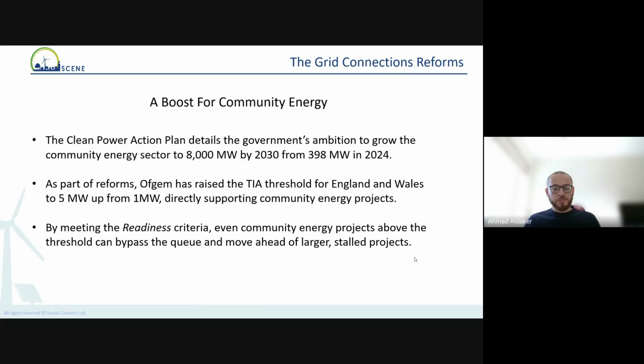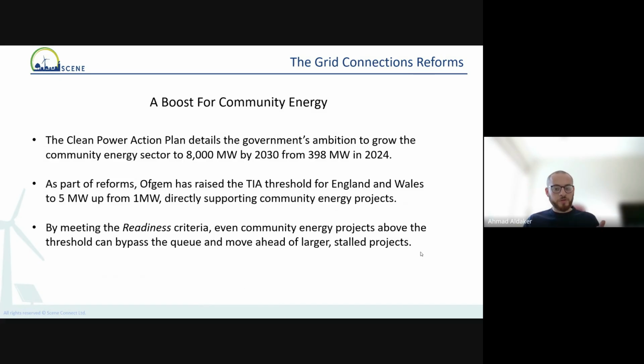So, for example, this TIA threshold that we're discussing was only recently increased to 5 megawatts, up from 1 megawatt. And as a result, all generation projects under this threshold are exempt from the gate-based connections process. So you can essentially proceed with less hassle and shorter waiting times.